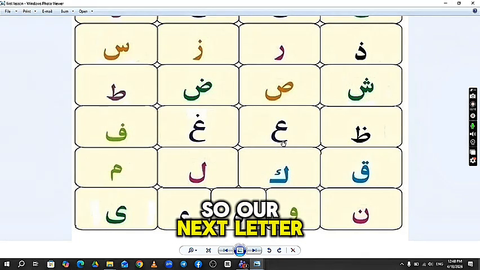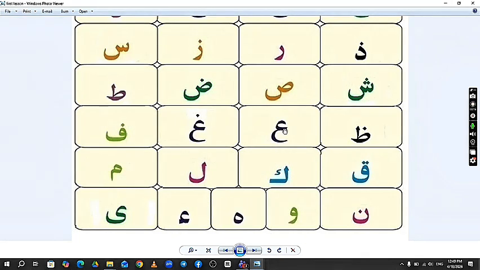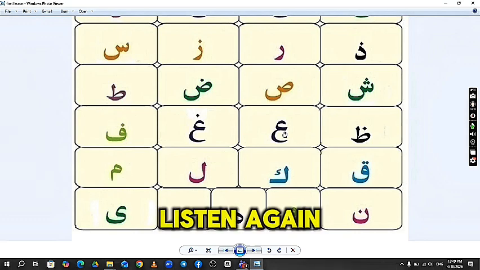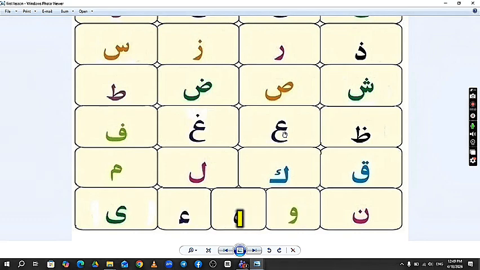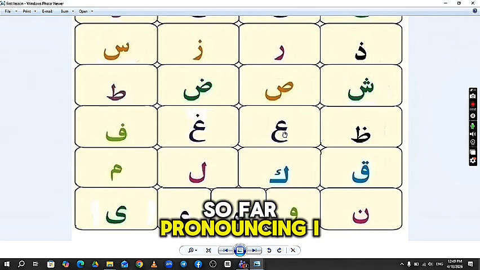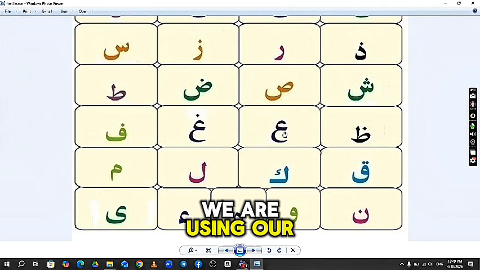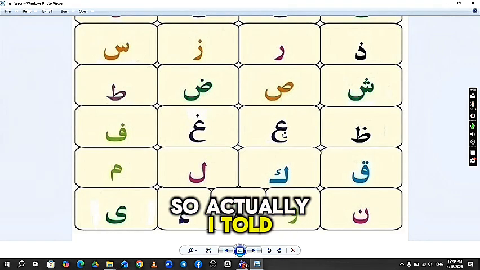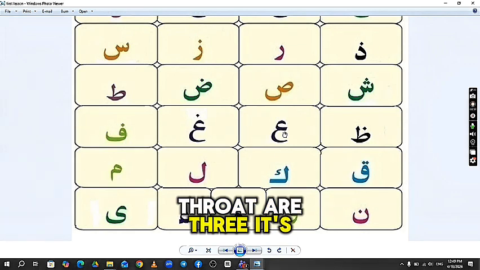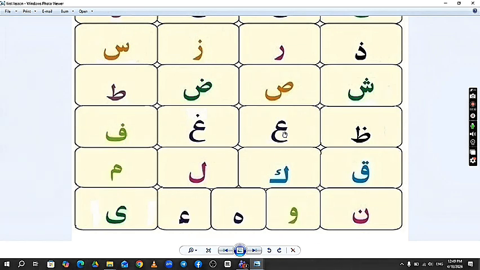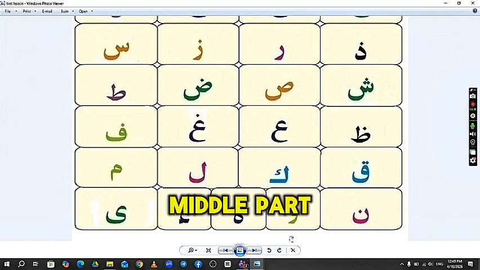So our next letter, Ain. Listen again. Ain. For pronouncing Ain, we are using the part of the throat. Actually, I told you the parts of the throat are 3: the upper part, middle part and lower part. In this letter we are using the middle part of the throat.